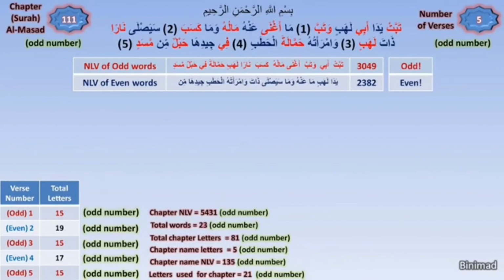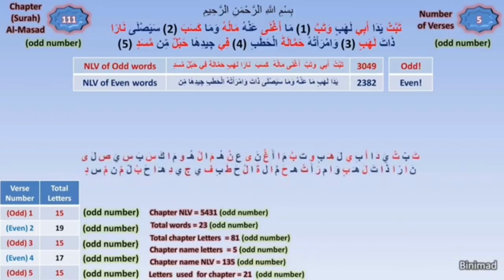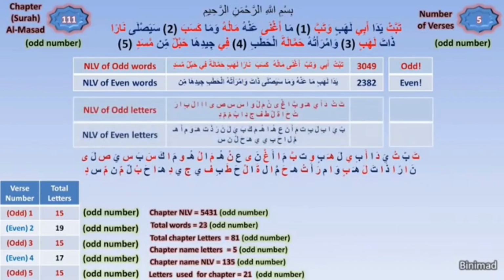This seems impossible, but is it just a chance or coincidence? Can we reinforce that this pattern is not by chance? To answer this, we again divide the chapter into odd versus evens, but this time, instead of words, we do this with the letters, which of course gives us an entirely different two groups of odd versus even letters.